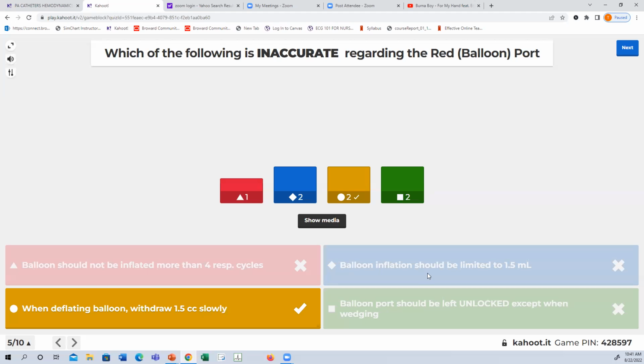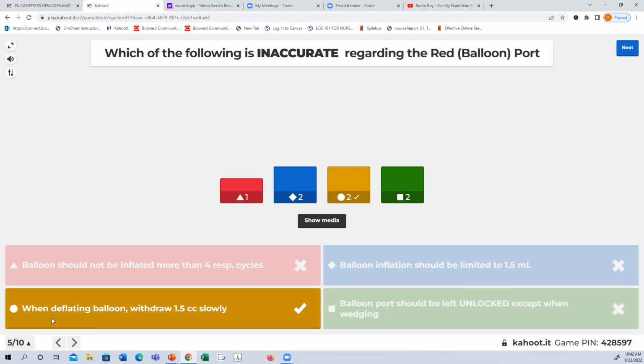The balloon inflation should be limited to 1.5 ml. That is actually the maximum that you can use in inflating the balloon. And balloon port should be left unlocked except when wedging. All these three are going to be true.